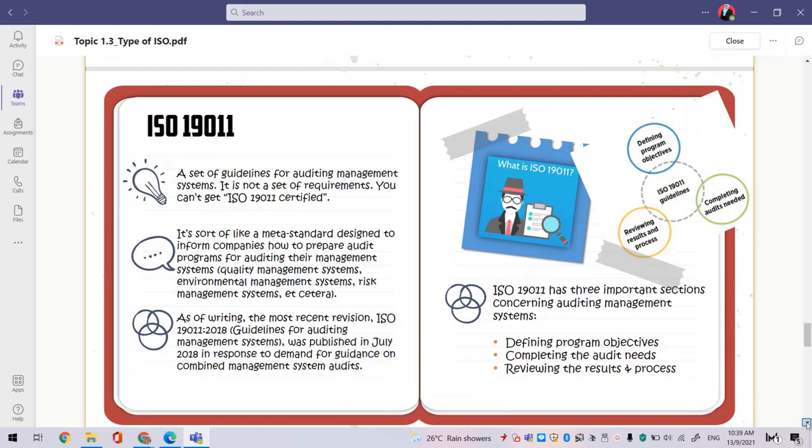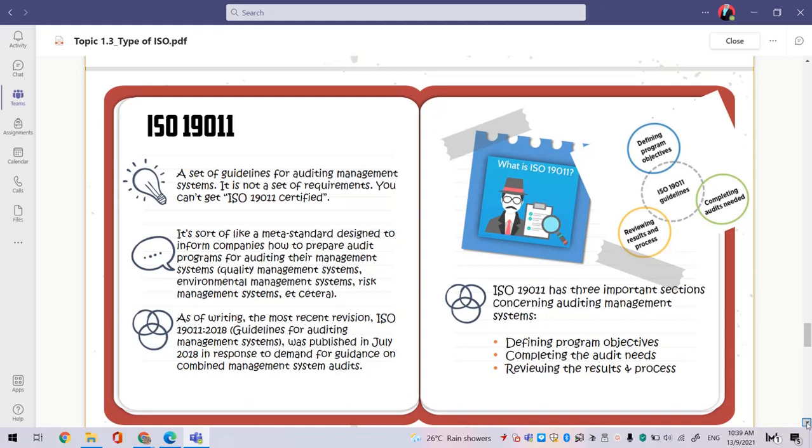And let's talk about what is ISO 19011. Basically, this type of ISO refers to a set of guidelines for auditing management systems. It is not a set of requirements. You cannot get ISO 19011 to be certified. But it is a sort of meta-standard designed to inform companies how to prepare an audit program for auditing their management system, including quality management system, EMS, risk management system, or others.